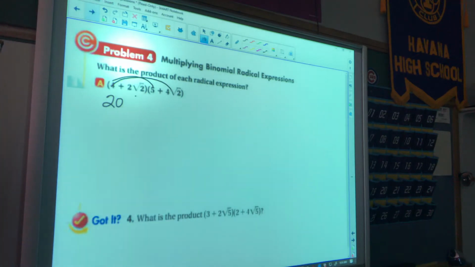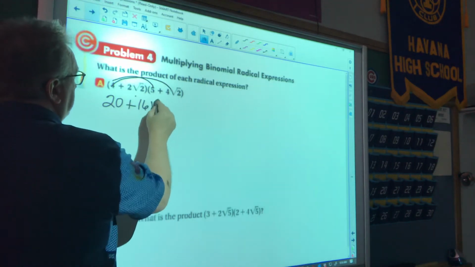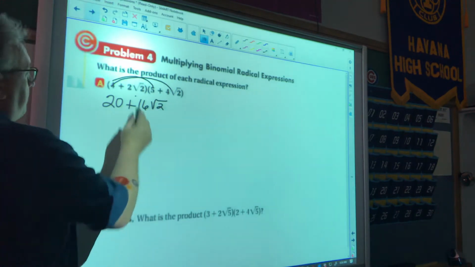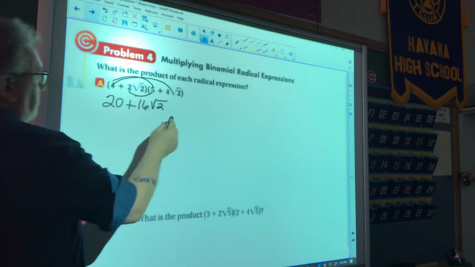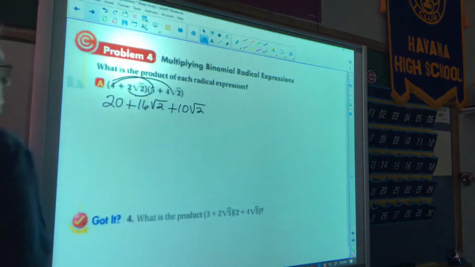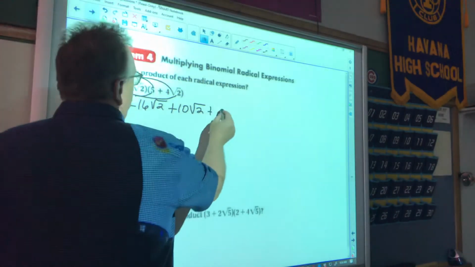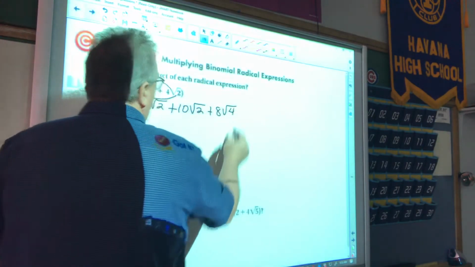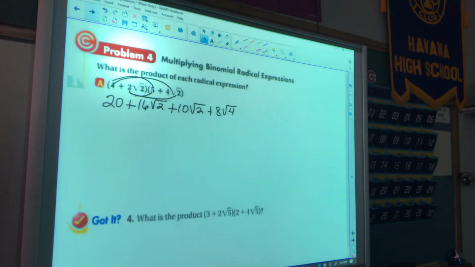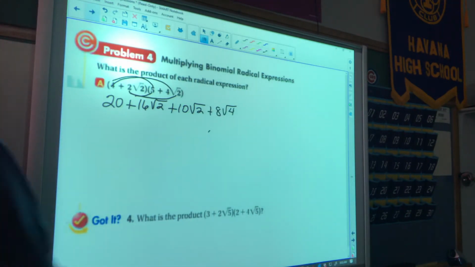4 times 4 square root of 2 is 16 times the square root of 2. Here we have 2 times 5 is 10 times the square root of 2. And then finally, the last term, we have 8 times the square root of 4. Now I know what you're saying. 4 is a perfect square. We'll get to that.